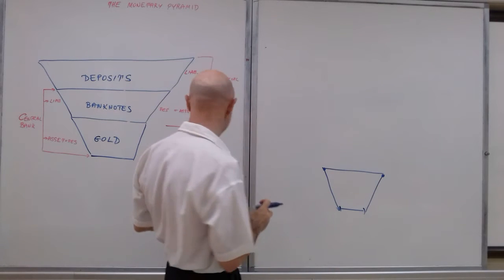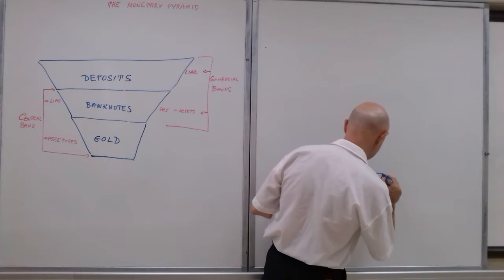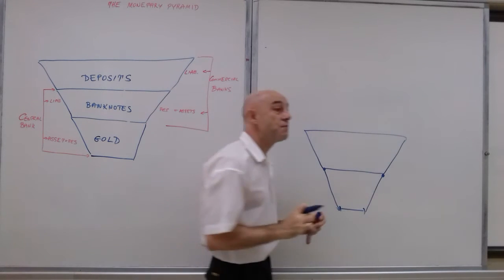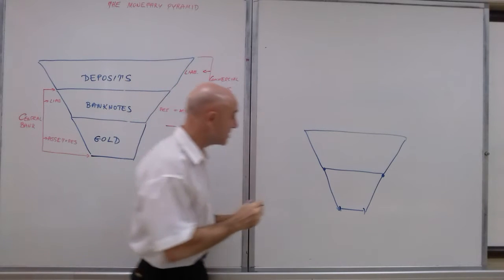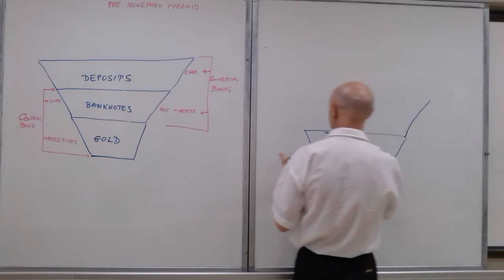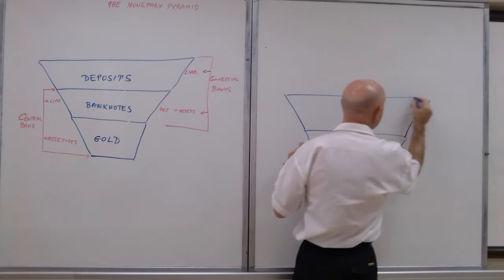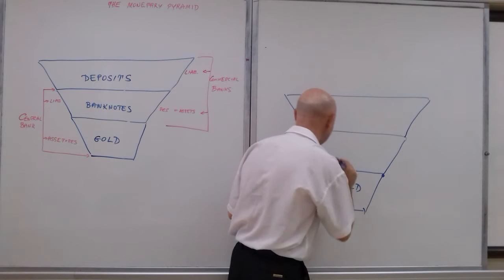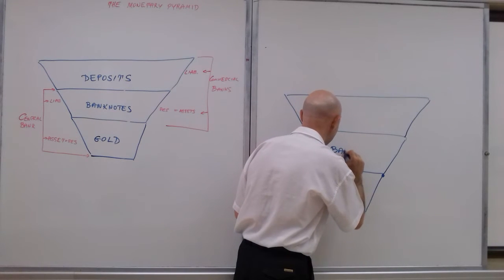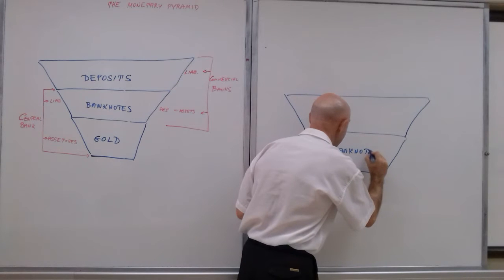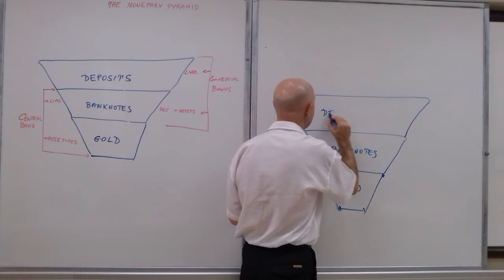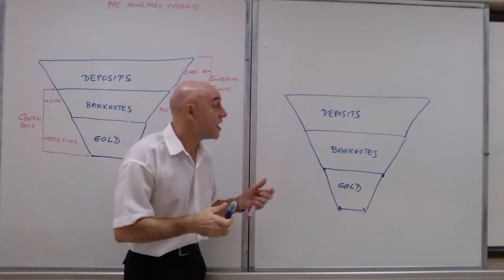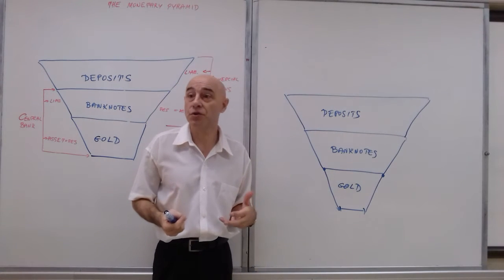And commercial banks, again, let's do this again here. Commercial banks will have 50%. So it's going to look like this. Okay. This is gold. Now we have banknotes. And these are deposits.